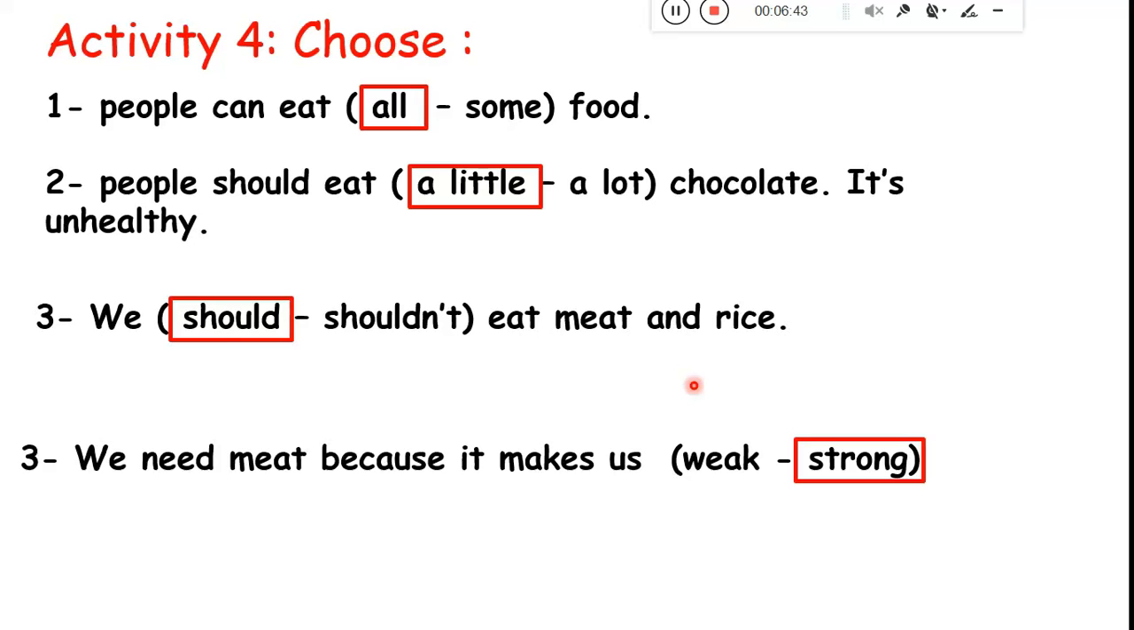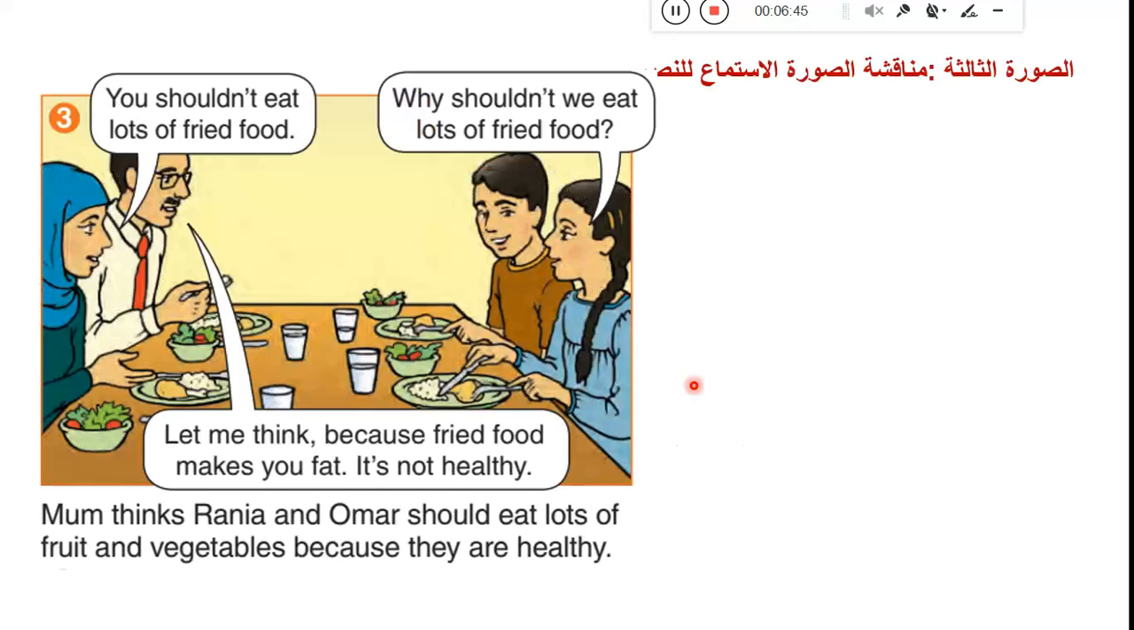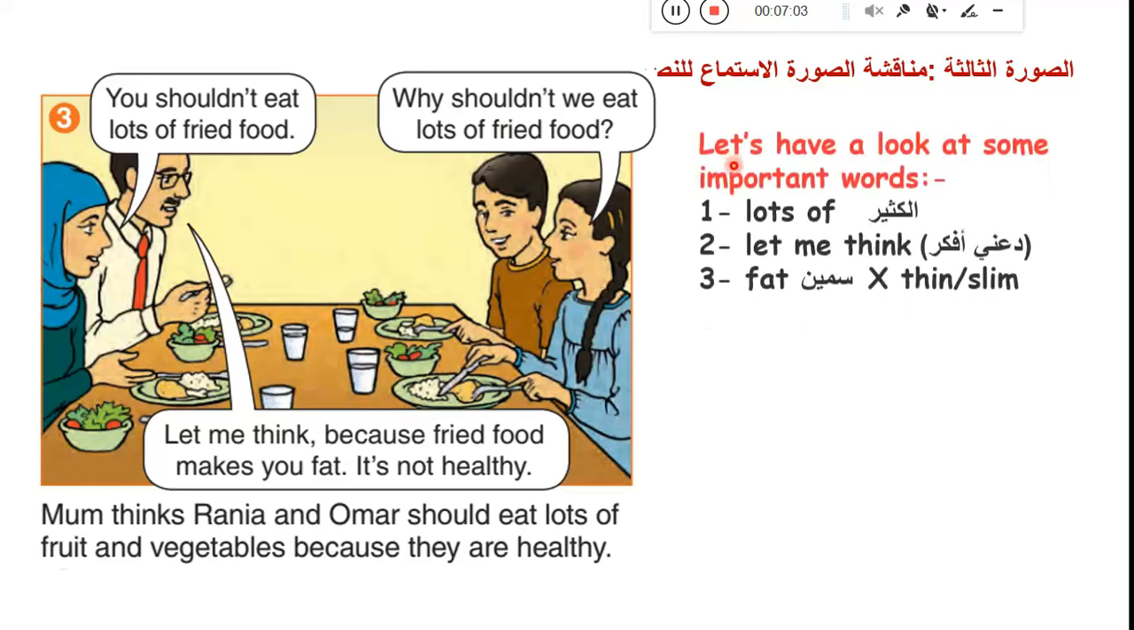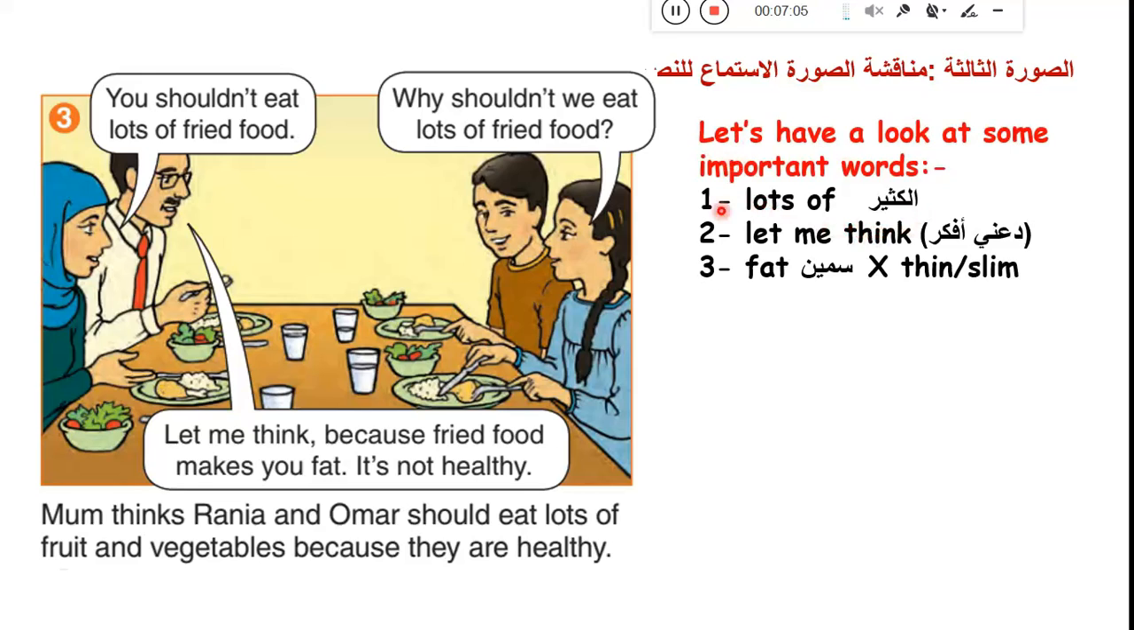Now let's move to picture number 3. Here in picture number 3, as you see, this is picture number 3. Now, first of all, as usual, let's start with looking at what important words we have. Here we have some important words. The first one is lots of, meaning a lot, and its opposite, of course, is a little of. Lots of or a lot of means many, and the opposite is little of.